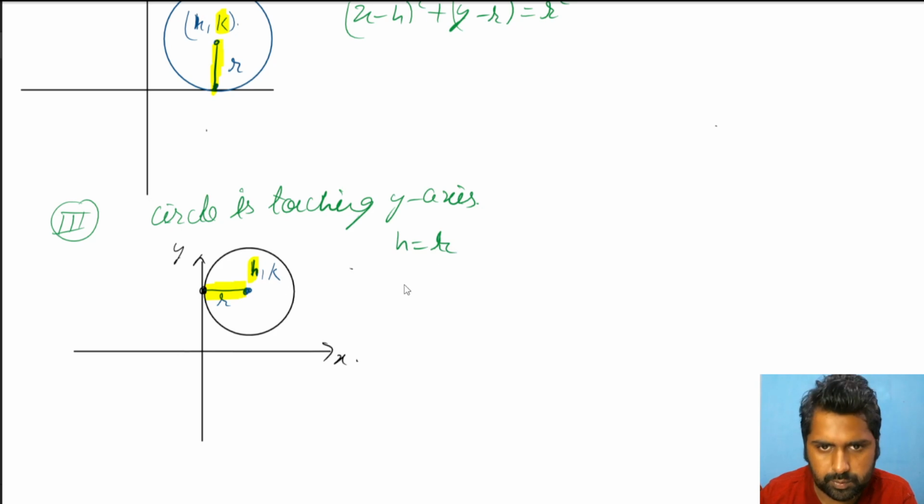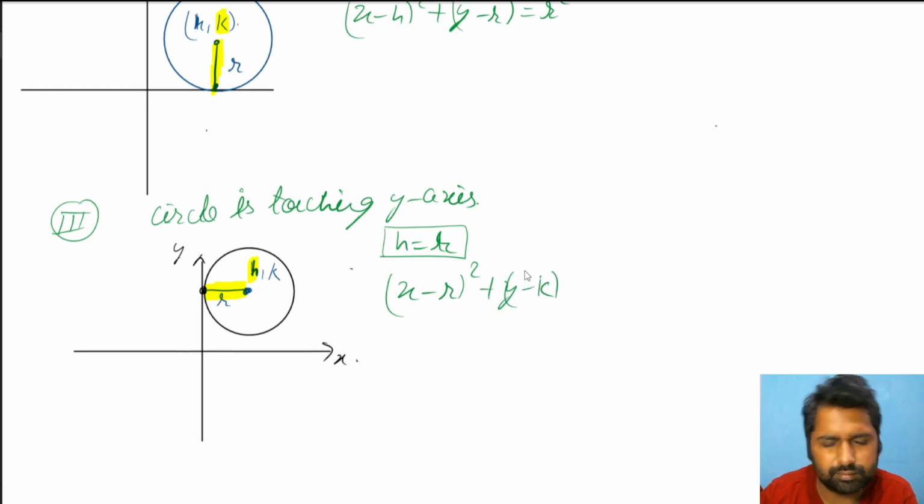Okay. So the equation will look like x minus r whole square plus y minus k whole square. Of course, he'll give you some way to tell about this k. Okay, but this is the condition developed.